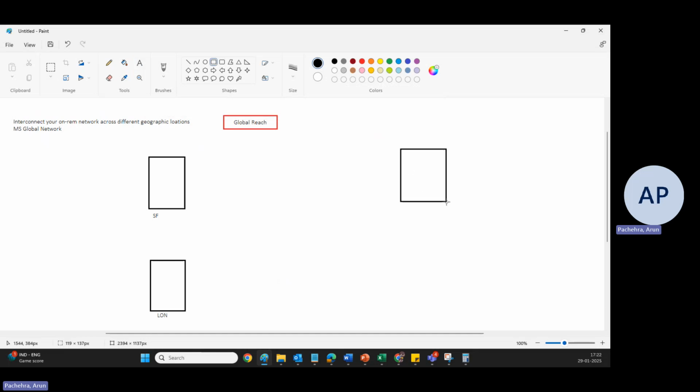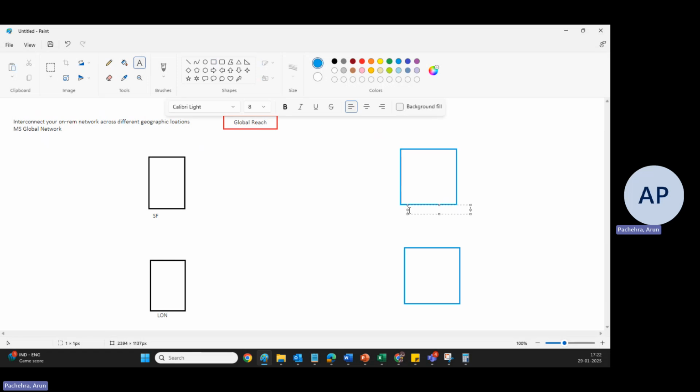Now each office has its own ExpressRoute circuit connecting to Azure resources in their respective regions, which means we also have Azure here. This is our Azure in the respective region. This is the SF Azure resources, and this is the London region Azure resources.